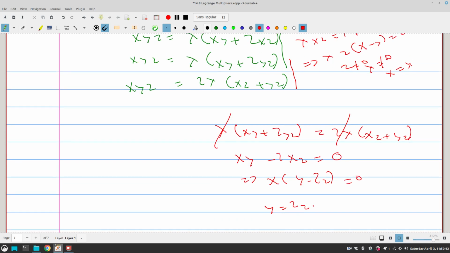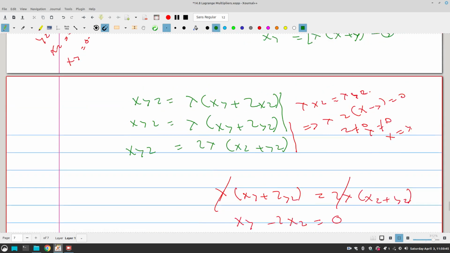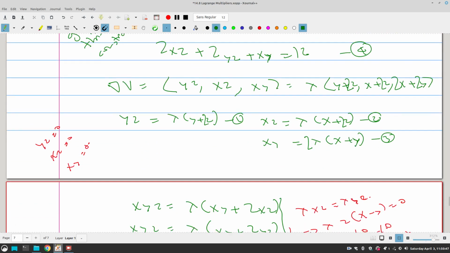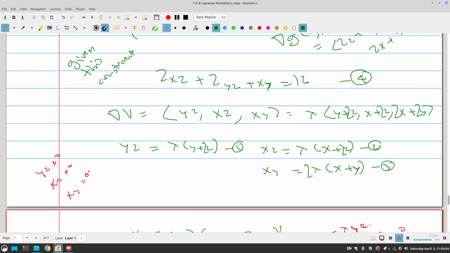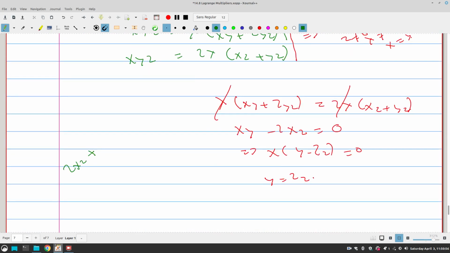Right, so we have y equals x and y equals twice z. Let's plug that into the constraint equation. What was the constraint equation? 2xz plus 2yz plus xy equals 12. Oh, this is the area of a box without a lid, right? So that's why it's missing a 2 here. If it did have a lid, then you'd have a twice xy, right? So this is 1 xy actually.